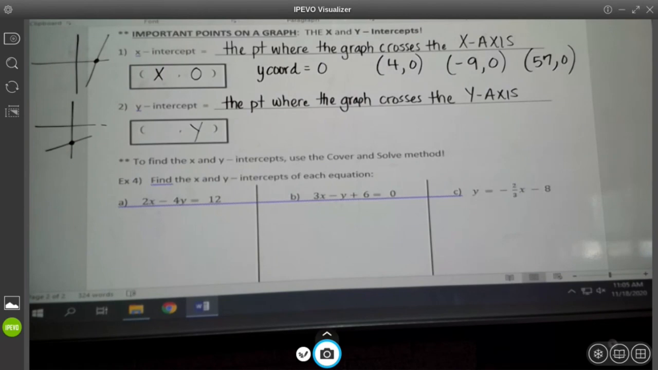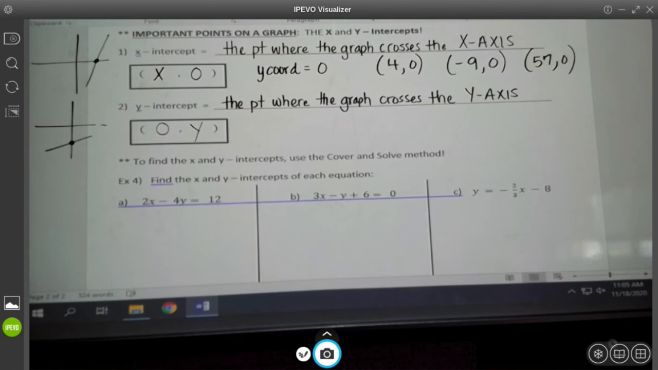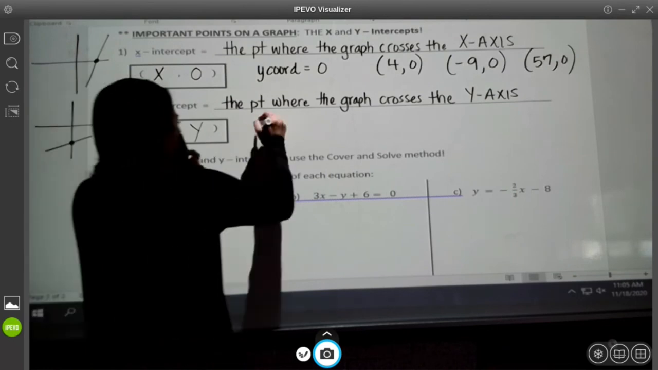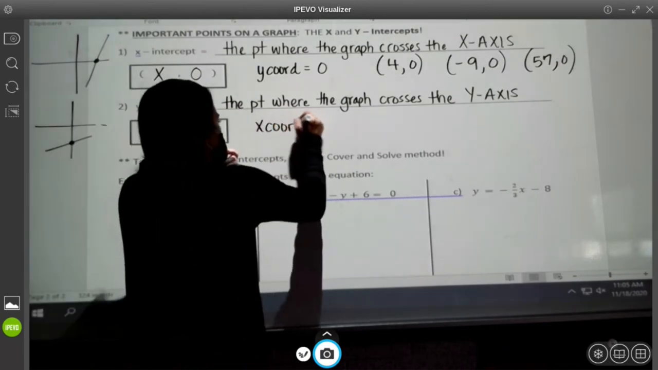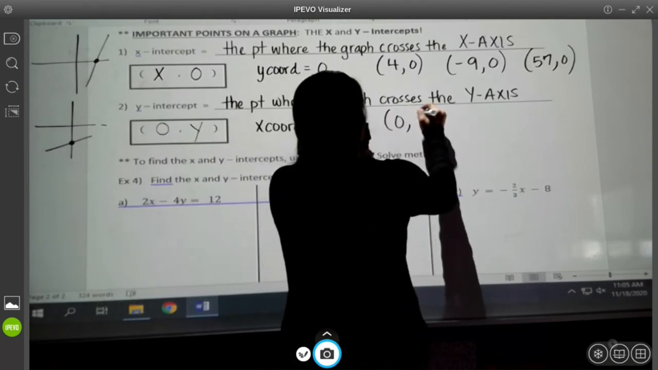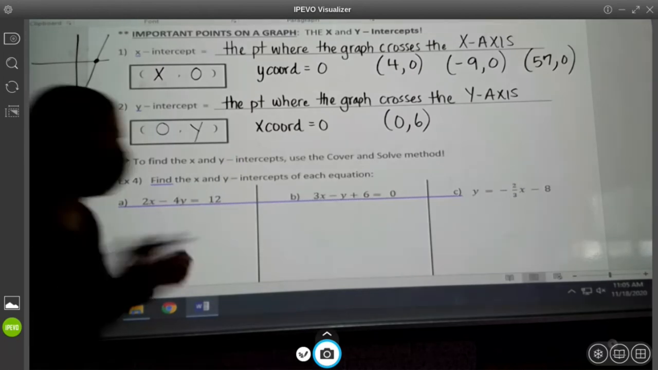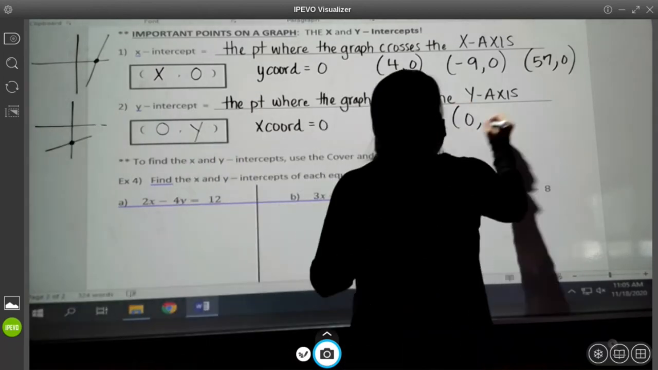So again, if you're looking at ordered pairs, if you see the ordered pair (0, 6), that's a y-intercept. It's got an x-coordinate of 0. If you see the ordered pair (0, -11), that's a y-intercept. He's got an x-coordinate of 0. All right, same thing. You could be (0, 100). That's a y-intercept. He's got an x-coordinate of 0.